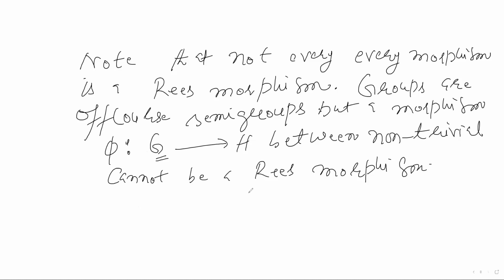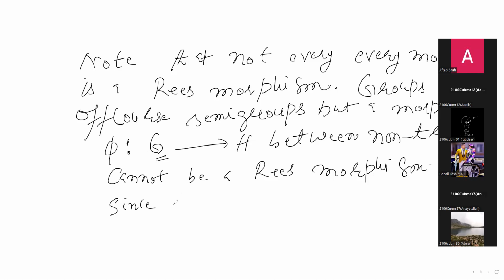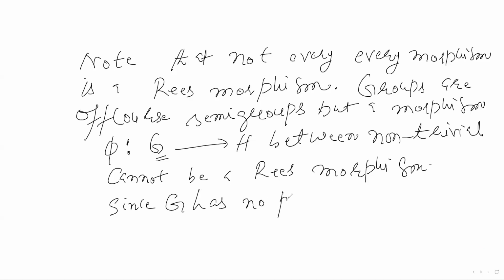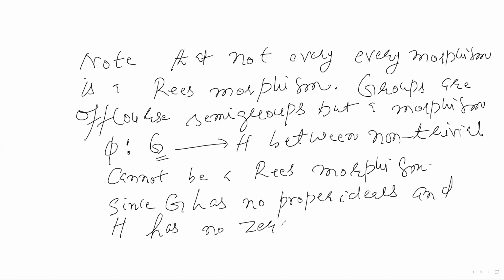Since G has no proper ideals, it cannot be a Rees morphism. And moreover, H has no zero element, because groups cannot have zero elements. H has no zero element.